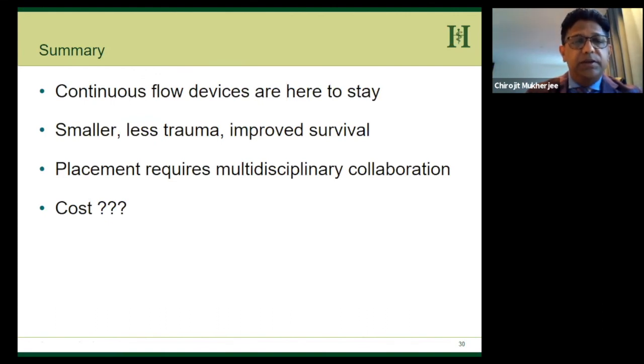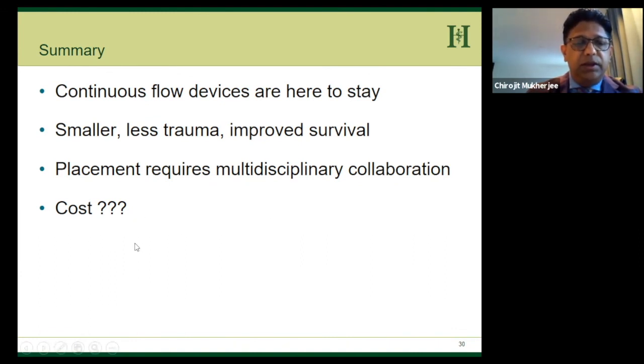So to summarize, the continuous flow devices and the left ventricular assist device are here to stay. They are very small. They can sometimes be intraventricular. They cause less trauma and obviously lead to improved survival among patients. And the placement requires a multidisciplinary collaboration between the cardiac surgeon, the perfusionist, as well as the anesthetist, who is basically in charge of the hemodynamics and TE guidance.